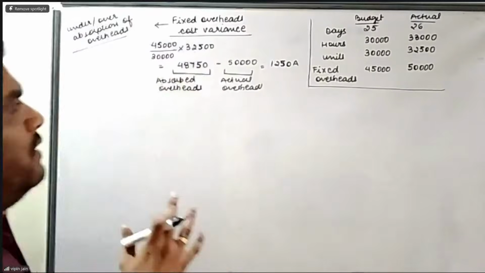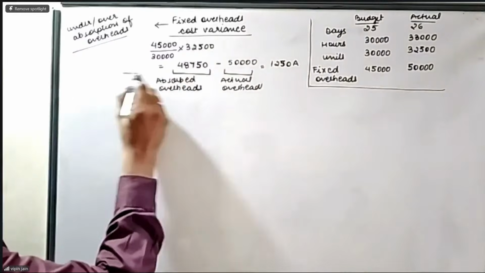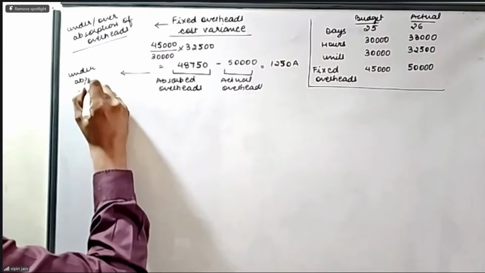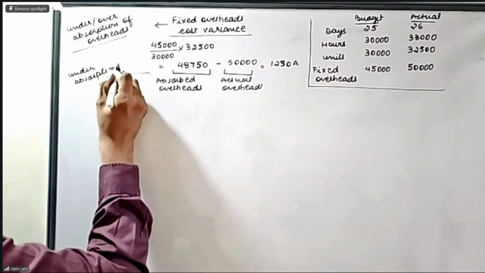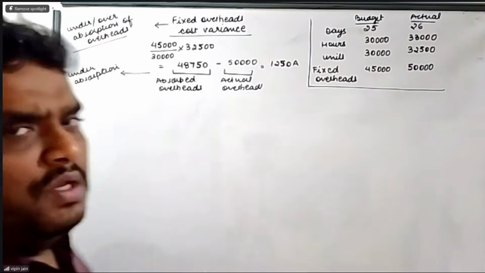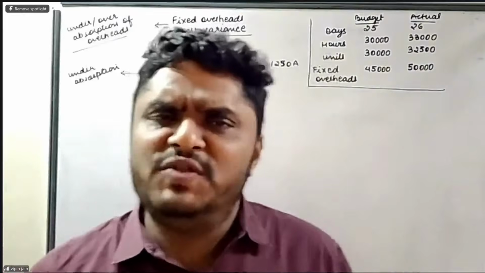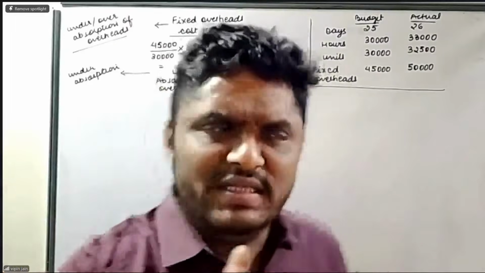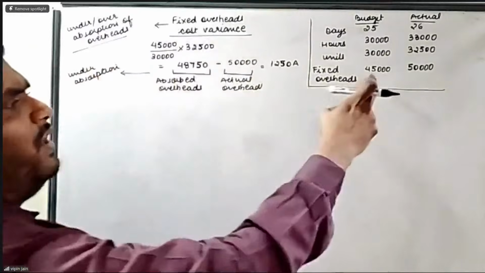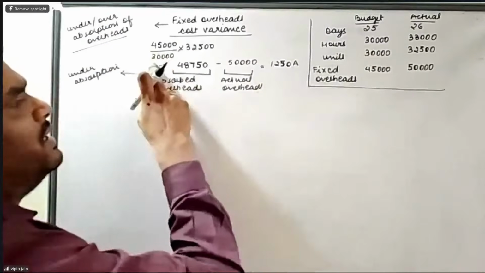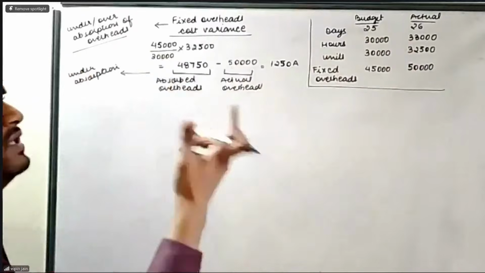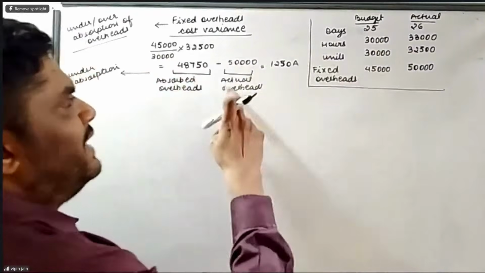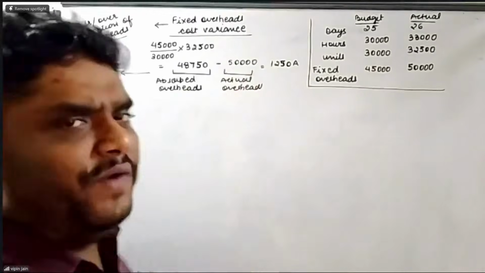So this is basically under absorption. Just from an understanding perspective, I have mixed it up with under or over absorption. But keeping the thing very simple, guys: 45,000 overheads for 30,000 units. So for 32,500, how much? 48,750. Minus actual overheads, how much? 50,000. So this will be 1,250 extra overheads.